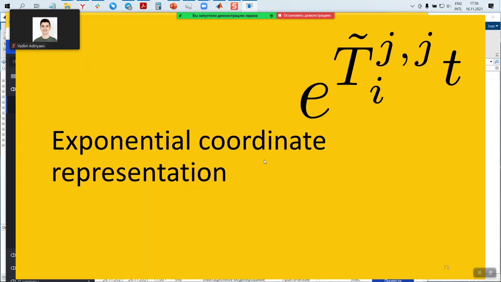So we considered rotation matrices, we considered homogeneous transformation matrices, we considered angular velocities in skew-symmetric form, and we considered twists and wrenches. It's something that is important to us. Alright, so let us continue with the exponential coordinate representation.